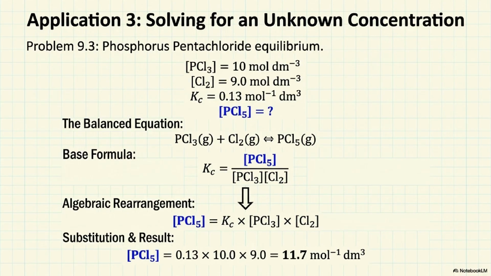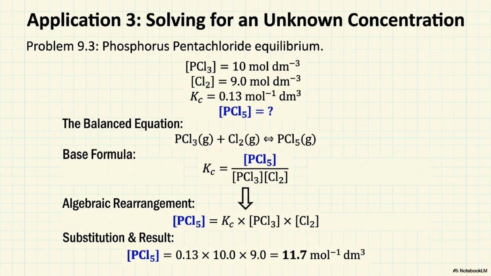Right now, PCl5 is being divided by the two reactants. To undo division, we use multiplication. We take the entire denominator, the PCl3 times Cl2 block, and multiply both sides of the equation by it, moving it from the bottom of the right side over to the left side where it multiplies directly against the Kc constant. So our new rearranged formula is the concentration of PCl5 equals the Kc times the concentration of PCl3 times the concentration of Cl2. The messy fraction just turned into a clean, straight line of multiplication. It's much cleaner. Now we feed the data into the rearranged formula.